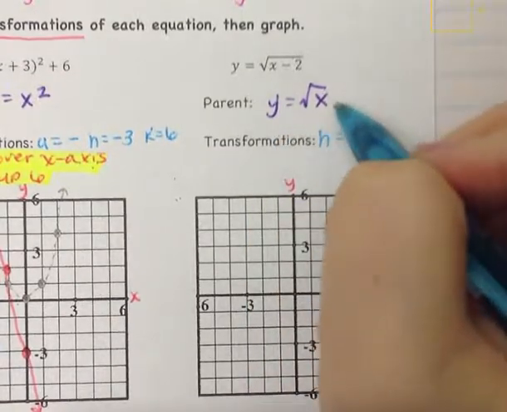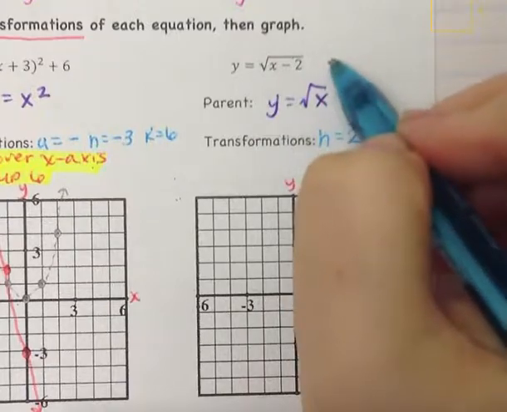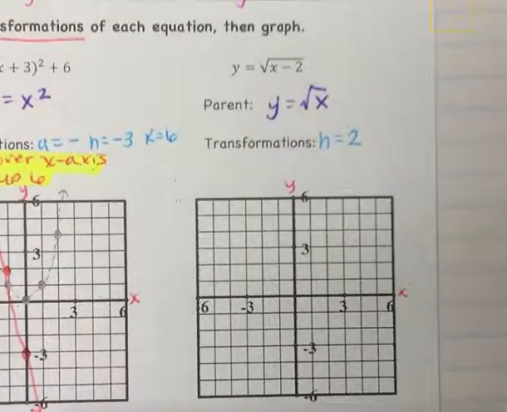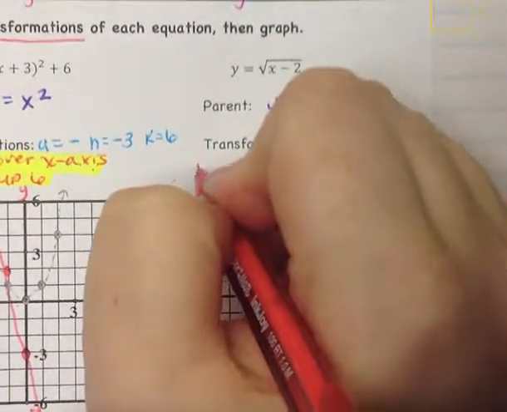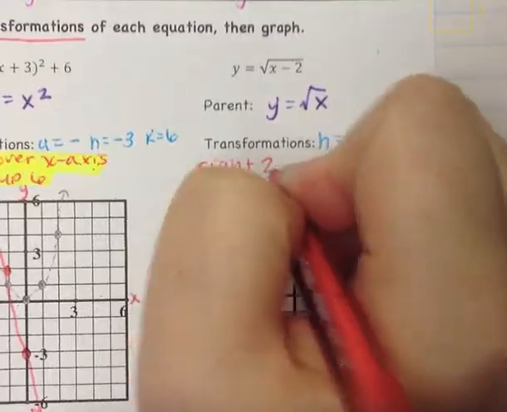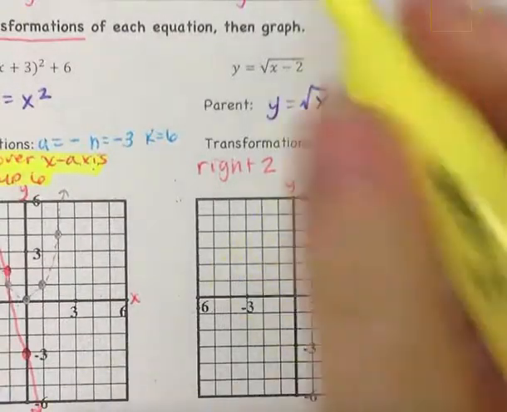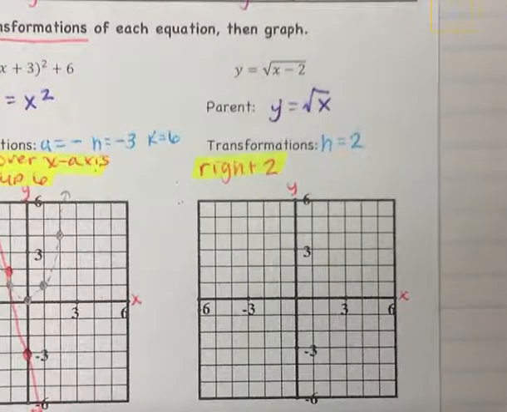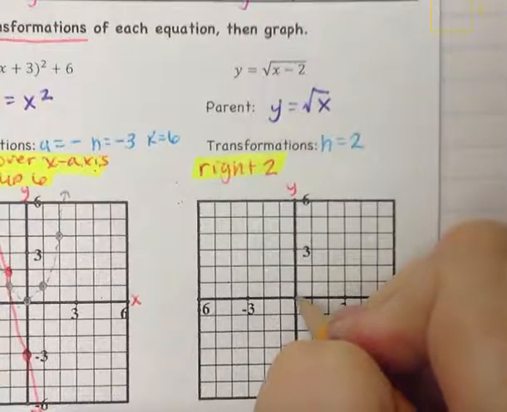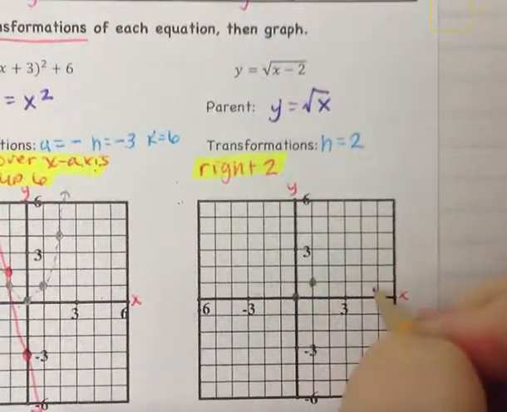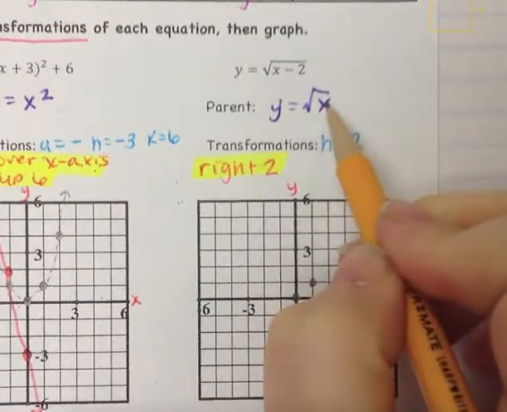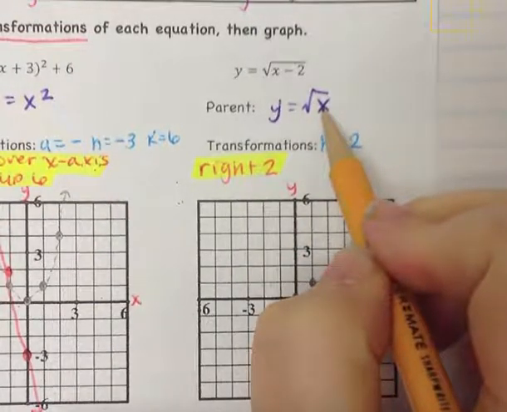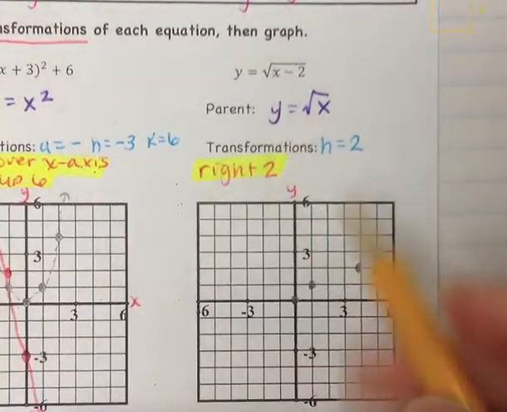There was nothing on the outside of the parent function, and there's nothing on the outside of the new equation. So h equals 2 is the only transformation. That means that it's moving horizontally to 2, which is right 2. The parent function of the square root of x is graphed at 0, 0, 1, 1, and 4, 2. Because I'm taking the square root of 0, square root of 1, square root of 4. The next one would be at 9, 3. So this would be our parent function.